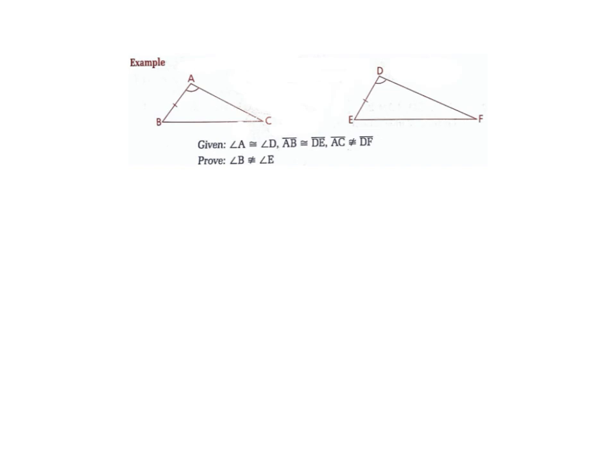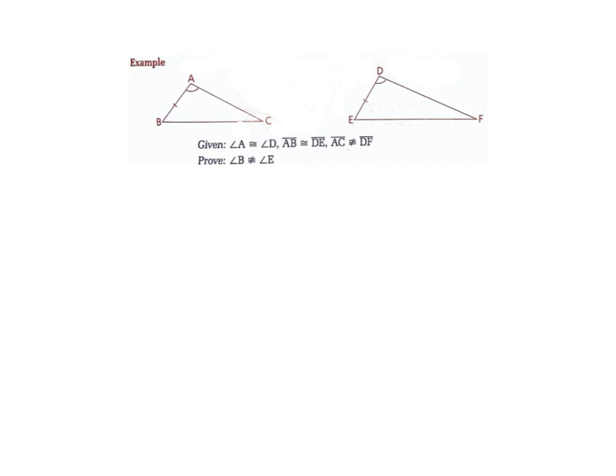So let's take a look at an example of a proof that can be done indirectly. So in this example, I'm given that angle A is congruent to angle D, segment AB is congruent to segment DE, and also that AC is not congruent to DF. And I want to prove then that angle B must not then be congruent to angle E.